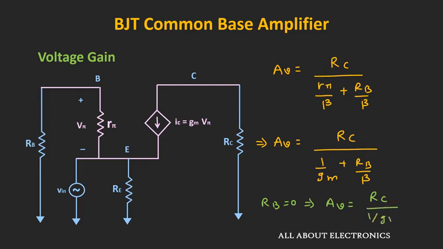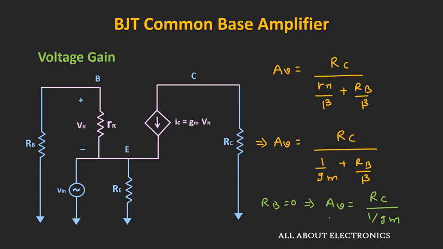1 over Gm. So it indicates that if there is any resistor between the base and the ground terminal, then it will get divided by the factor of beta, and it will get added with the 1 over Gm in the denominator. So this is the expression of the voltage gain. And if you see over here, there is no negative sign, which indicates that the input and the output signals are in the same phase.